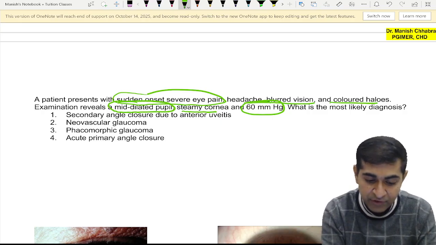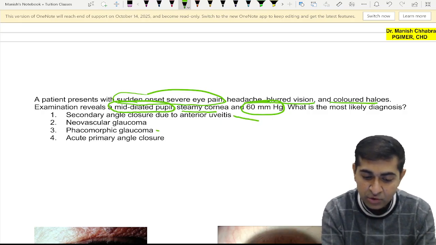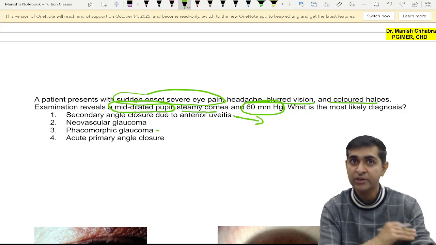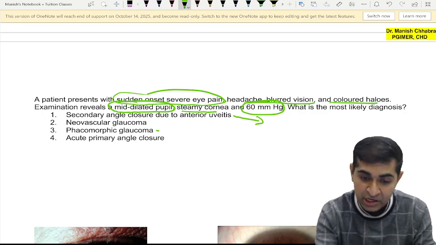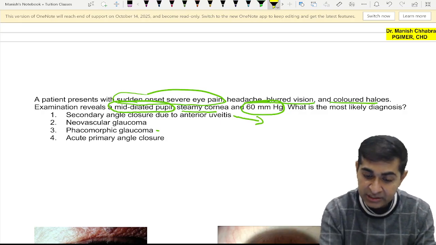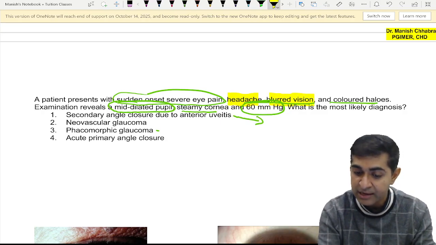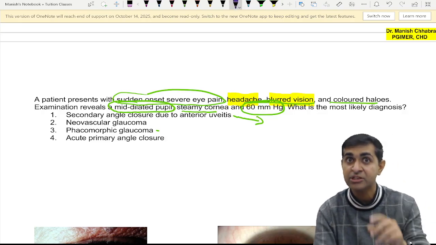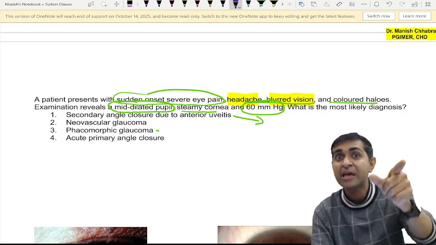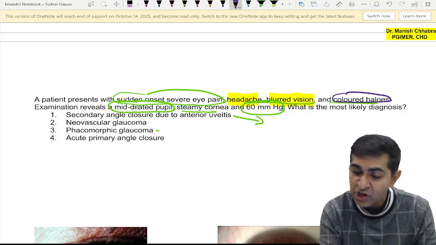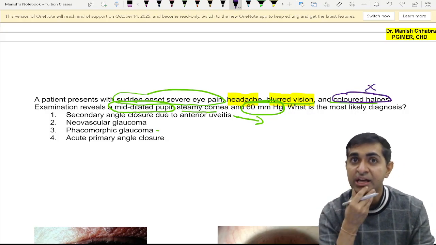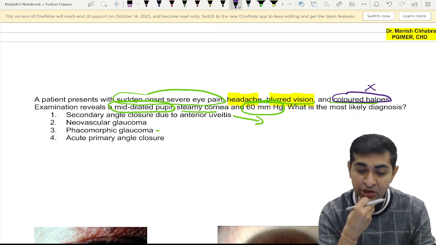If we take the first option, which is secondary angle closure due to anterior uveitis, what happens in anterior uveitis? What can be present? Headache can be present. Yes, headache can be present. Blurred vision can be present. Yes, blurred vision can be present. Uveitis can lead to sudden painful loss of vision. Colored halos can be present? No, boys and girls, colored halos cannot be present in anterior uveitis.